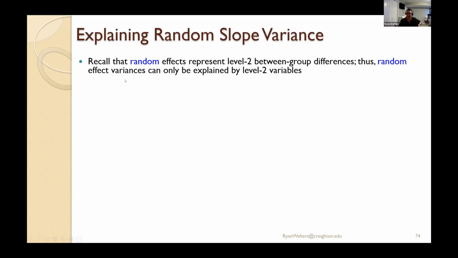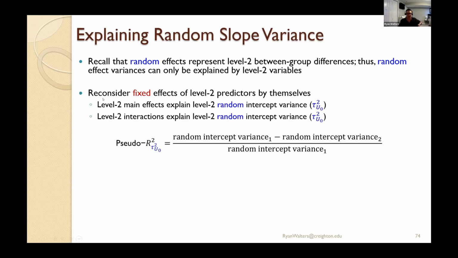So random effects are level 2 things. Thus, they can only be explained by level 2 variables. Again, we used unemployment and right to work to try to explain random intercept variance. We are now going to use unemployment to try to explain random slope variance, random age slope variance. Again, fixed effects of level 2 predictors by themselves generally explain level 2 random intercept variance. Again, this is what we had seen. For example, unemployment explained a third of between state differences in the amount of disability.